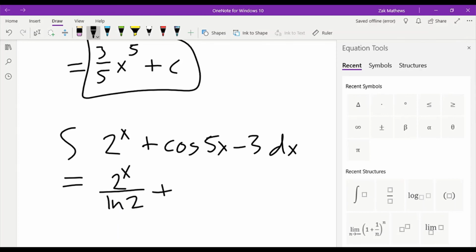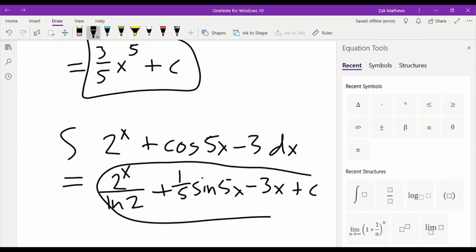Cosine, I know, ties into sine, and the inner function has to stay the same. But if I took the derivative of sine 5x, I'd get cosine 5x. The signs are correct. But then I'd take the derivative of the inner function 5, and so I need a coefficient of 1/5, or I need to divide by that 5 to get rid of it. Then 3 is a constant, so I'm just going to attach the variable back to it. So 3 minus 3x. And once again, I need that plus c, the constant of integration. There would be my answer.